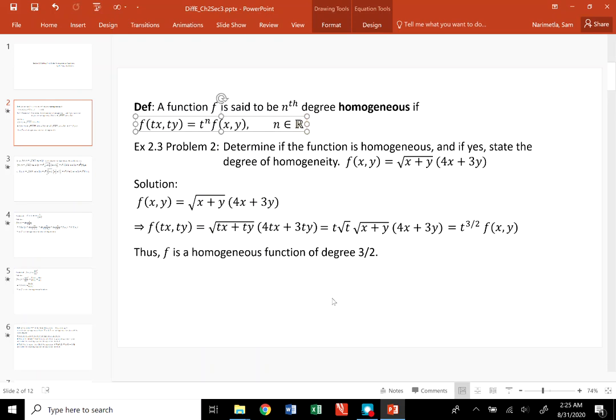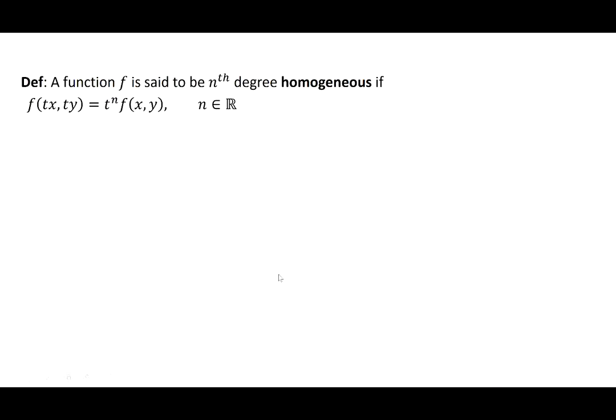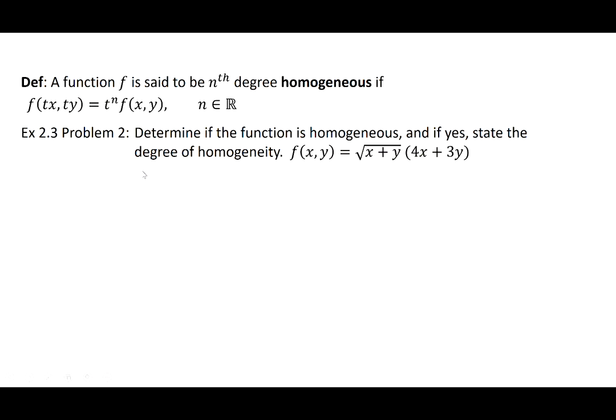So that n needs to be just any real number. Okay, cool. So with that, let's look at that. f of tx comma ty, you should be able to express that as t to the n times f of x y. I don't know if it makes sense to you or not, but with a few examples, I'm sure it will.